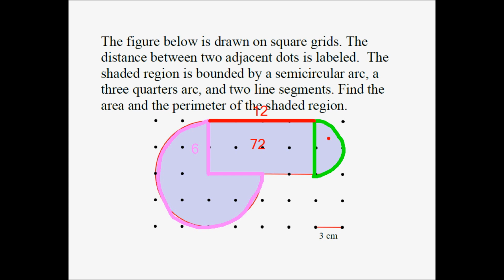Now the area of this semicircle, let's do it in green, has to be half of the area of the whole circle. The area of the whole circle is going to be pi r squared. R happens to be 3. And I have to divide it by 2 because I don't want the whole circle, I want only half of the circle. Now 3 squared is 9, 9 divided by 2 is 4.5 pi. I'm going to leave it like this, 4.5 pi.